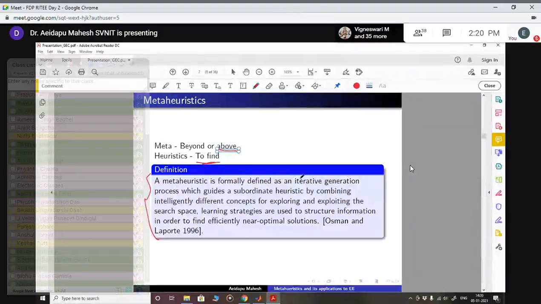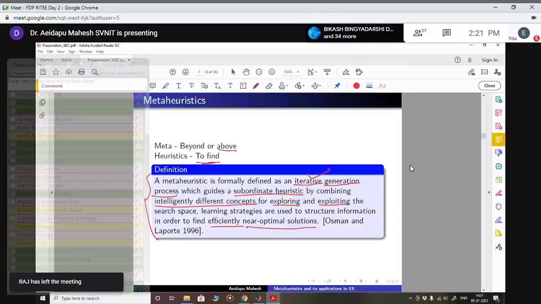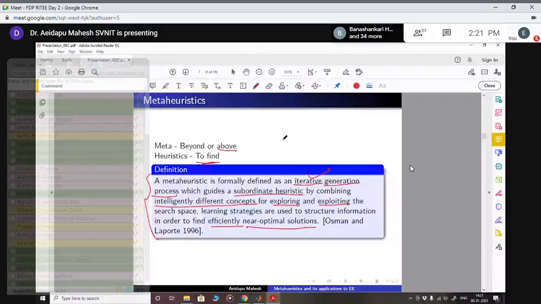It is formally defined as an iterative generation process which guides a subordinate heuristic by combining intelligently different concepts for exploring and exploiting the search space. Learning strategies are used to structure information in order to find efficiently near-optimal solutions. Let me explain clearly what this is. It is defined as an iterative process. Just like your Newton-Raphson method, we are also going to go for iterations, which guide a subordinate heuristic. Whatever heuristic we have at the present time instant is going to be guided by combining intelligently different concepts. It's not simply guided like go in this direction.